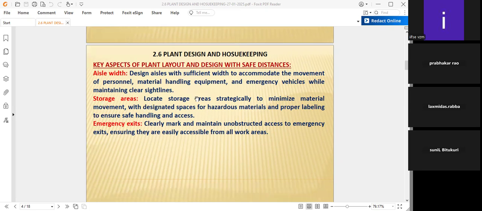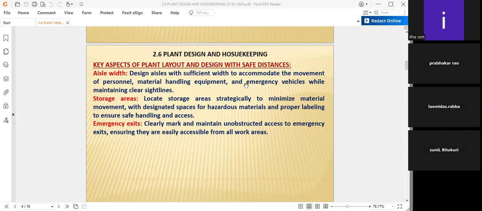Locate the storage areas, as we already discussed initially. Locate storage areas strategically to minimize material movement. For example, as I told, where the storage department is far away from the process department, you have to install some small service storage in the process department itself. Employees cannot go all the way from the storage department to the process department carrying chemicals, as there is more risk involved.